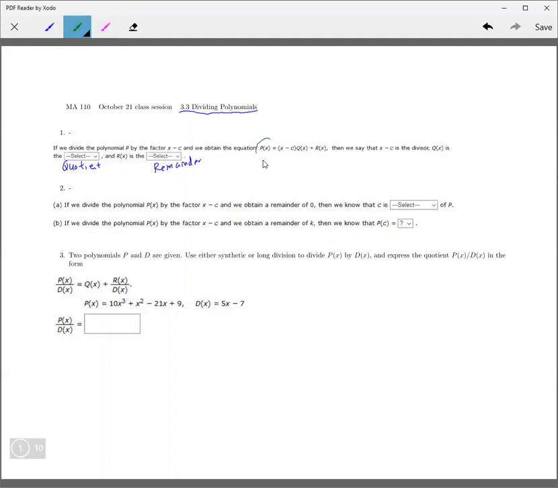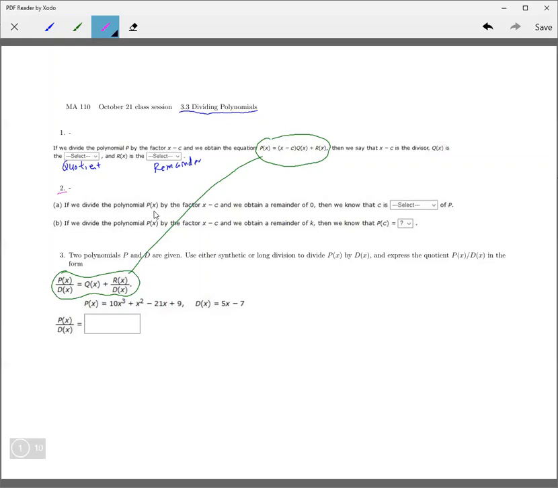Now, I want to point out that this is one of the forms that we have, but there's also this form here. So the divisor is x minus c in this case. But if you take this whole equation and divide everything by x minus c, then you're going to get p of x over x minus c equals, and this is your q of x, plus r of x over d. So those are equivalent forms right there. Okay, let's go to part 2.